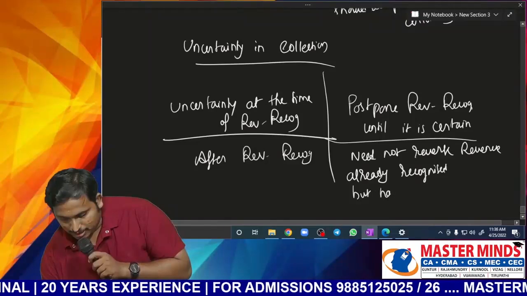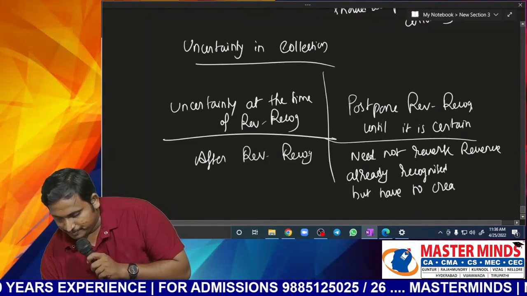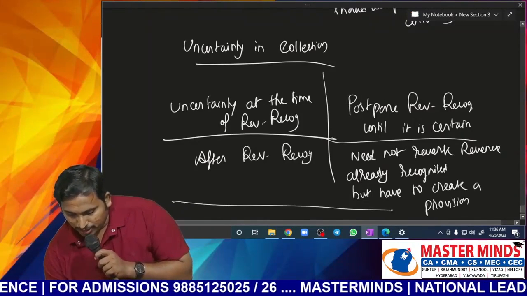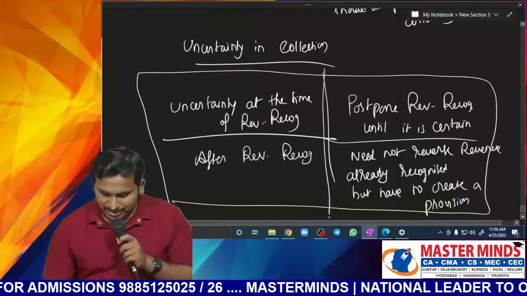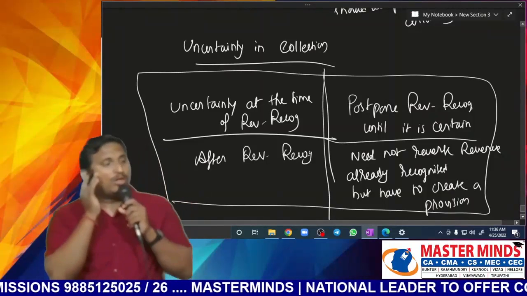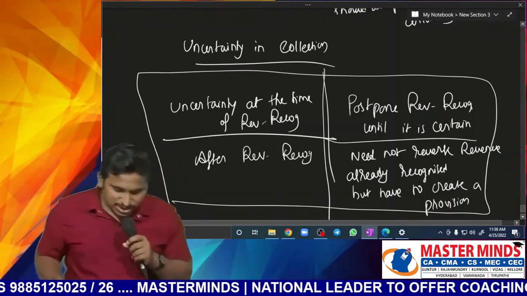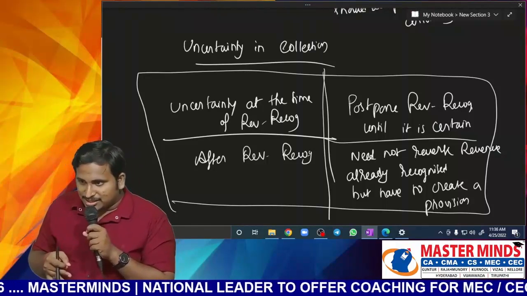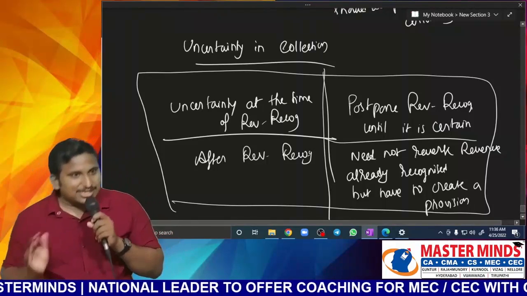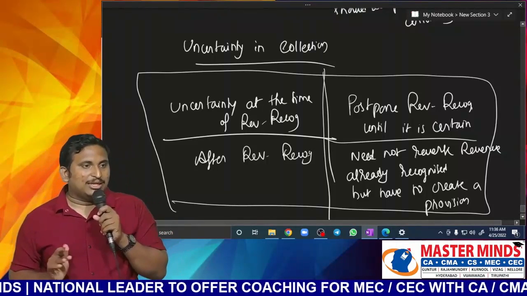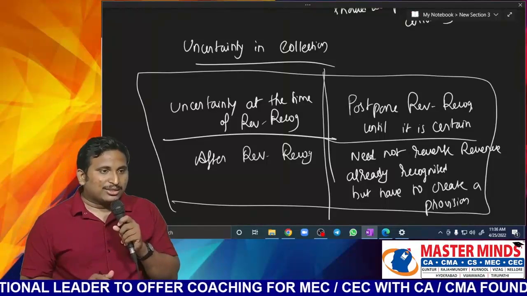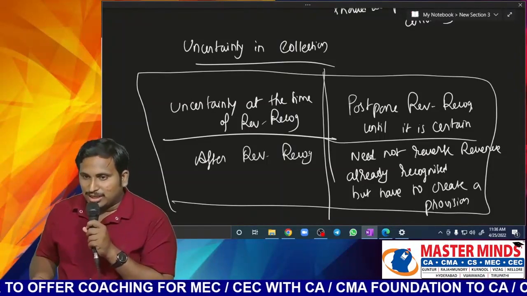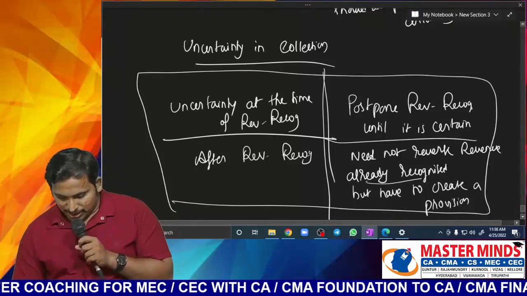But we have to create a provision. Sir, this is applicable for each and every type of revenue. That means before you recognize revenue itself, if there is uncertainty, don't recognize that revenue. No, sir, uncertainty was not there at the time I recognized the revenue. That's why I recognized it. But after recognizing the revenue, the uncertainty came. In such a case, don't reverse it, but show a provision that this amount may not continue as revenue in the future. That is, we'll create a provision.